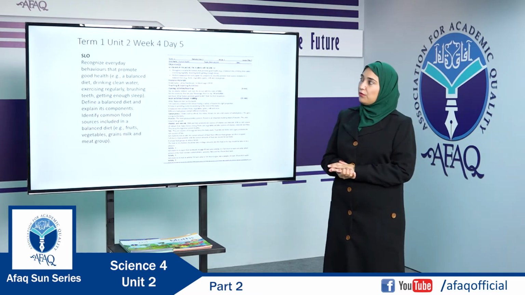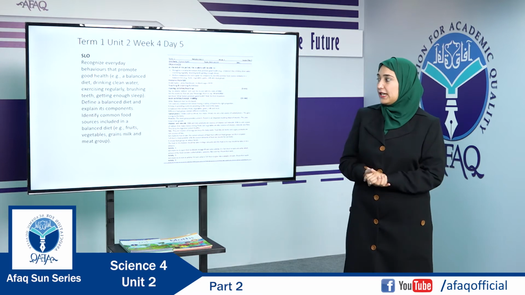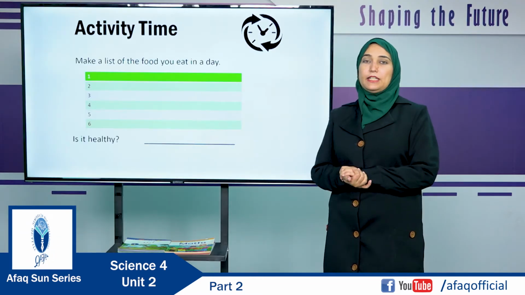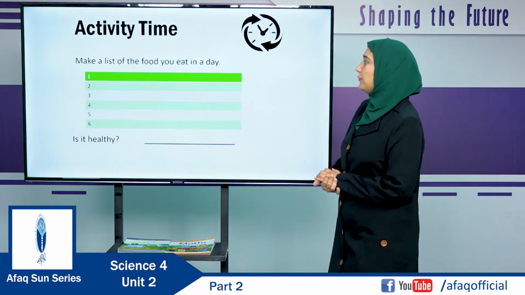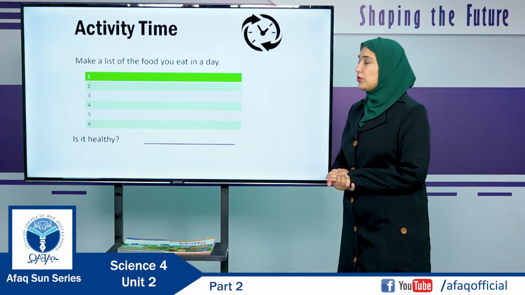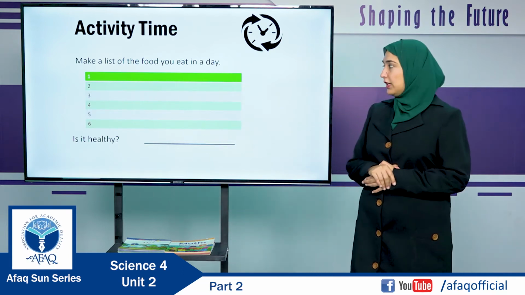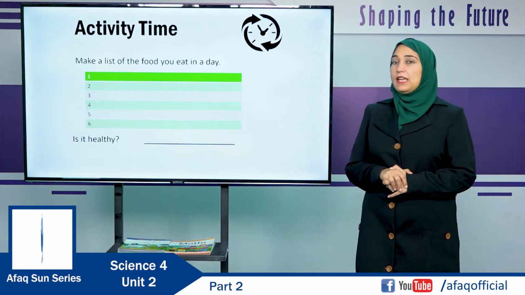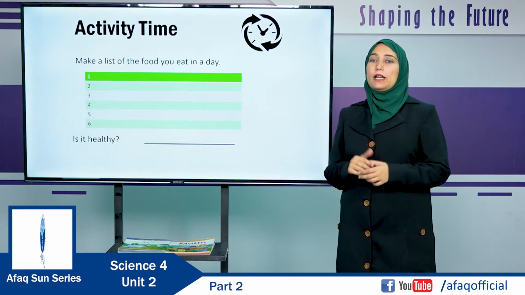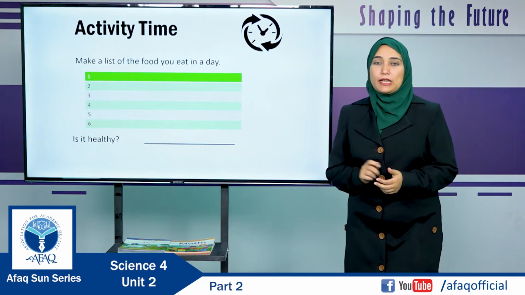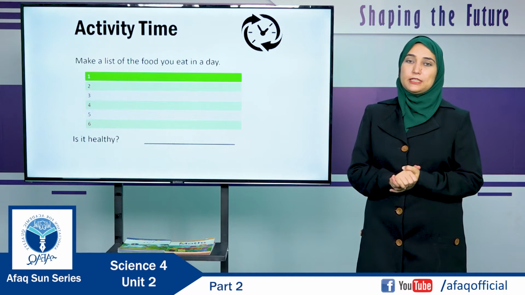In day 5 of week 4, unit 2, term 1, we are going to cover 3 SLOs. But before starting the next topic, I would like to ask you to make a list of the food you eat in a day. You have to write all the food items in your notebook which you eat in a day, and then you have to tell, is it a healthy food or unhealthy food. So quickly list it down in your notebook and show it to your teachers as well as parents.